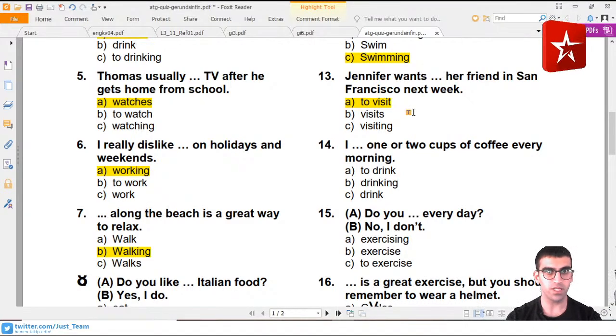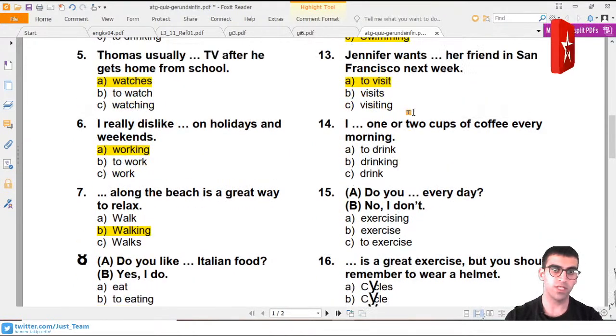Number 14, I blah blah blah to drink 1 or 2 cups of coffee every morning. Okay, guys, please write your answers as quickly as you can because we have less time for the break. We have 3 questions left, 14, 15, and 16. 14, I drink 1 or 2 cups of coffee every morning. Yes, the correct answer is drink.